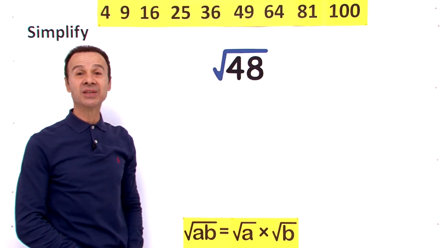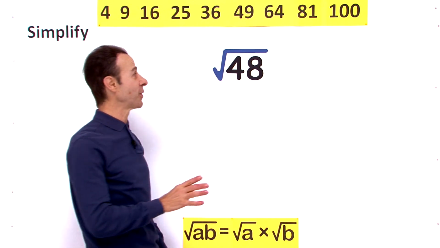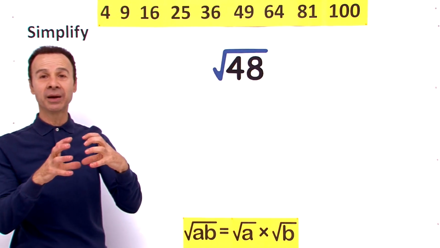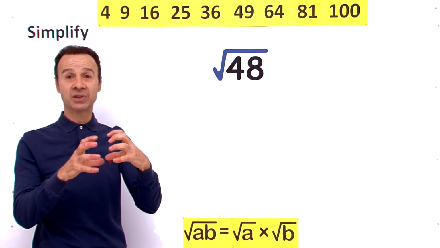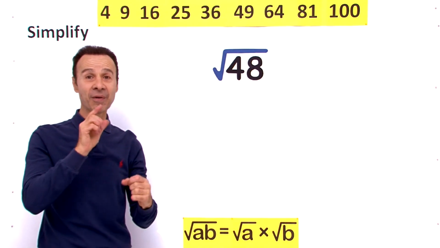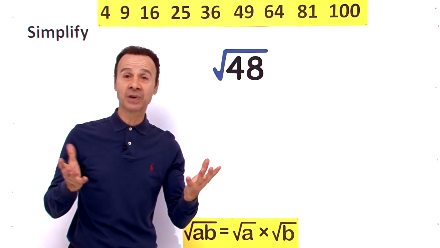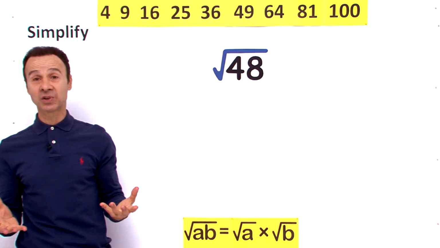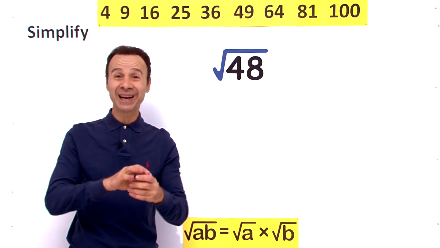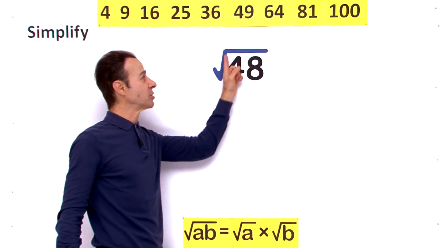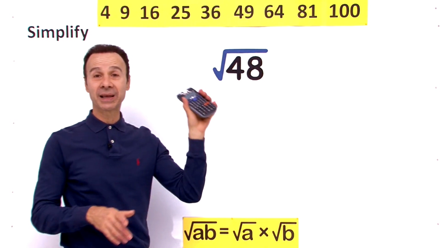What we're asked to do is simplify it. Now, in order for us to simplify it, we're going to come up with two numbers that multiply to give us 48. So that's what we need to do. However, one of those numbers needs to be a perfect square. Why a perfect square? Because if you get the square root of a perfect square, it's a whole number and it's not irrational.